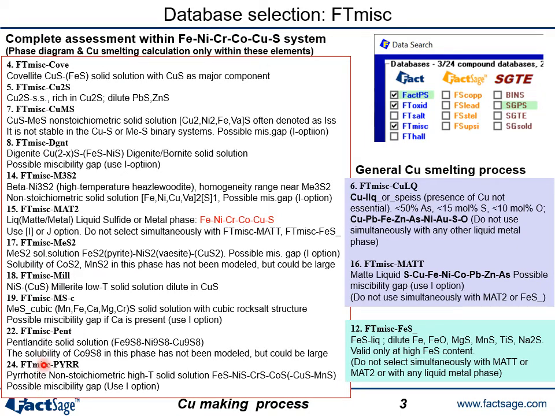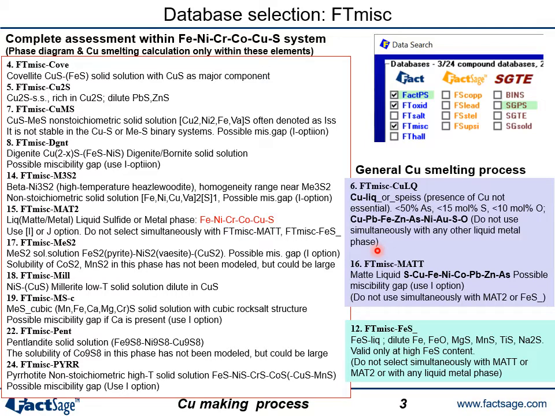Okay, so if you want to do the phase diagram calculation within this system, or if you want to do the copper smelting calculation even only within this system, you can still use this MAT2 database and all the other ones simultaneously, because between these, everything is consistent. However, this MAT2 and this MAT are not consistent with each other, so you have to be careful.